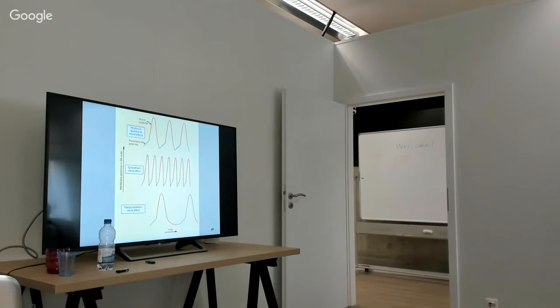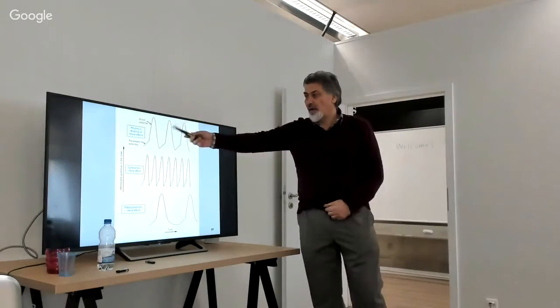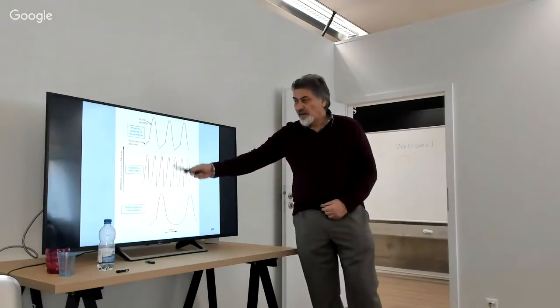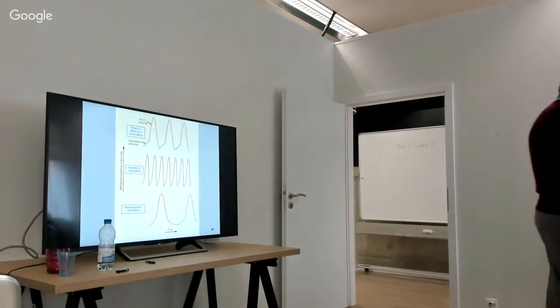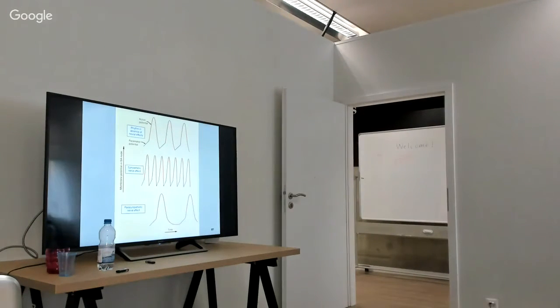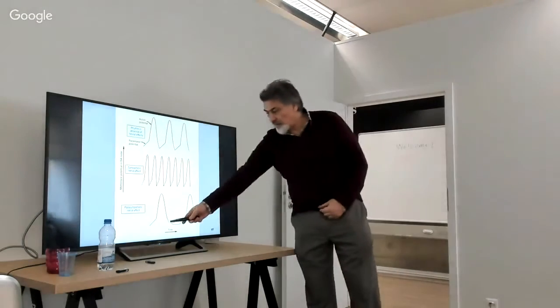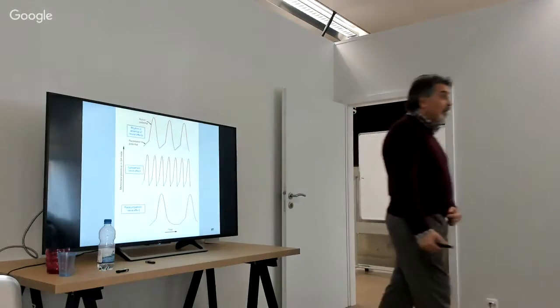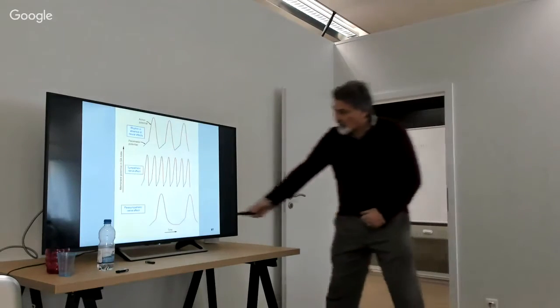Okay, this is the action potential normally. This is the action potential in the presence of sympathetic stimulation, which becomes faster. And this is the action potential in parasympathetic stimulation. This is the prepotential that slows down.